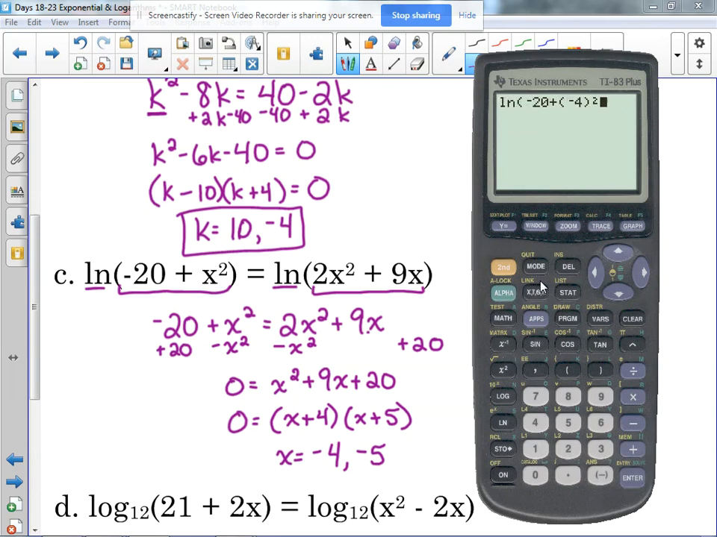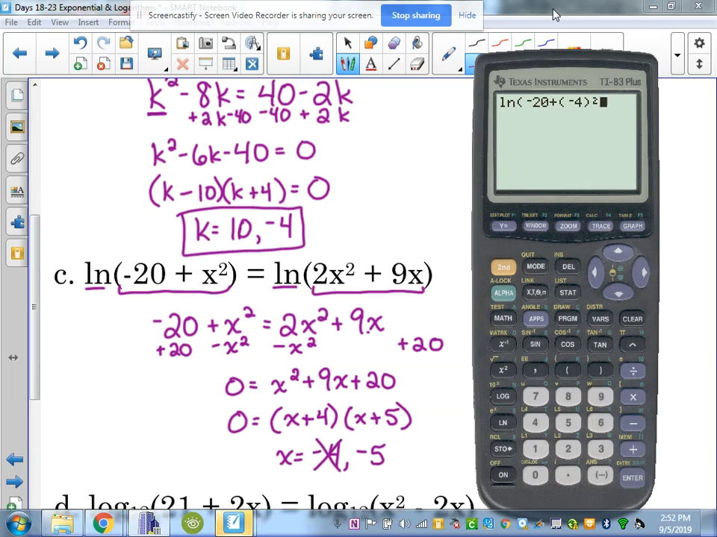Thank you. So look at what happens here when I plug in the negative 4 and I press enter. It says that it's a non-real answer because when I go to that problem, look at what's inside of our logarithm. It's negative 20 plus 16, that's negative 4. You cannot take the log of a negative number. So negative 4 is an extraneous solution.